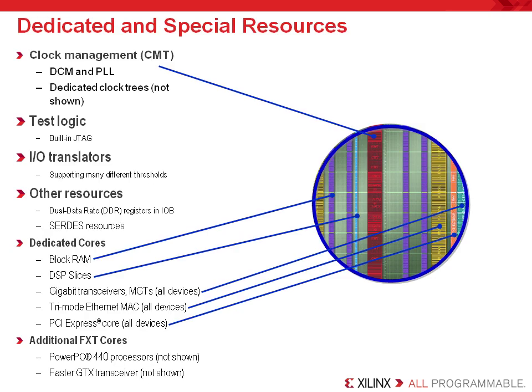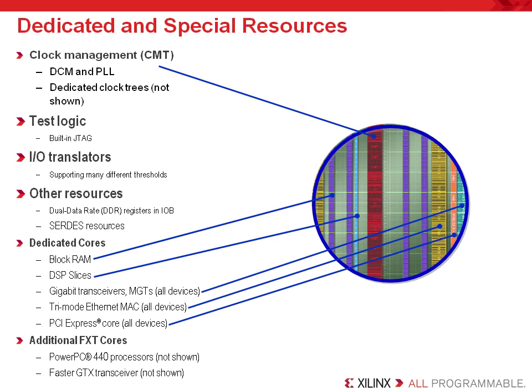We categorize a number of our resources as dedicated. This is because they have reserved space on the die and are already built, which means they do not use CLB logic in their construction. The first example is the clock management resources, the DCM, the PLL, and the dedicated clock trees. Note that JTAG is built right into the device. This does not use any regular FPGA resources. JTAG is built into all of Xilinx's devices.